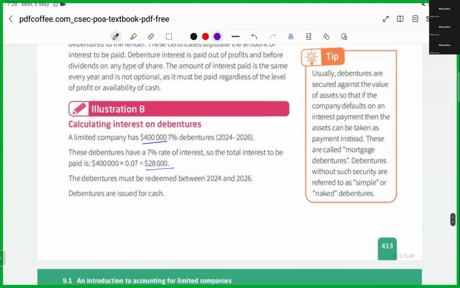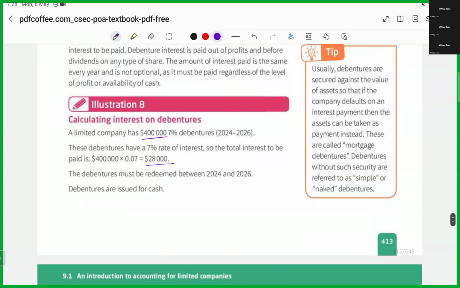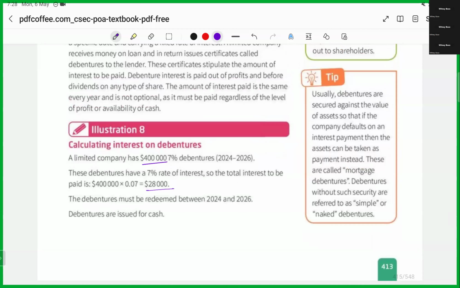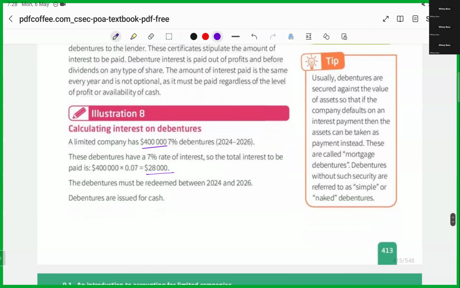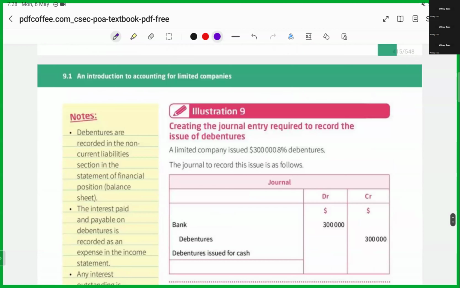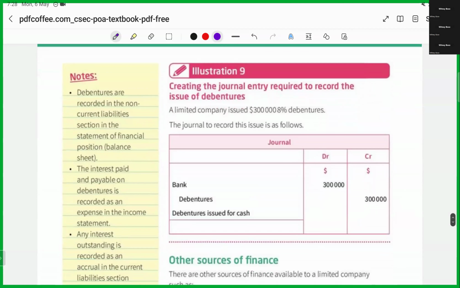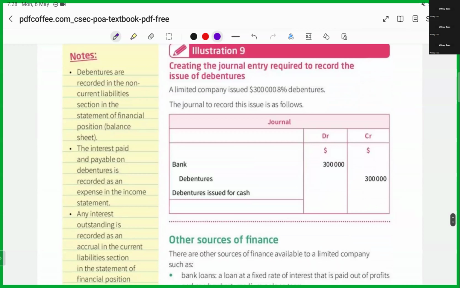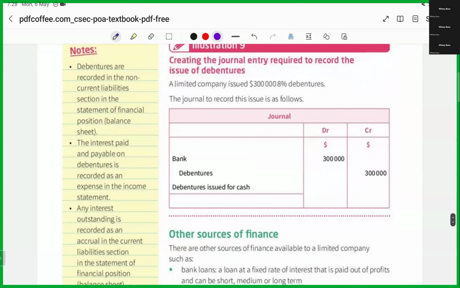And here's a tip that talks about, as I was referring to, their being secured loans. So usually our debentures are secured against the value of assets, so that if the company defaults on an interest payment, then the asset can be taken as payment instead, as a secured loan does. So if you secure it on, let's say, the building, if you don't pay the people their money, they can take your building. That's what it means. And debentures are long-term liabilities, so they're recorded in the non-current section for liabilities of our balance sheet.